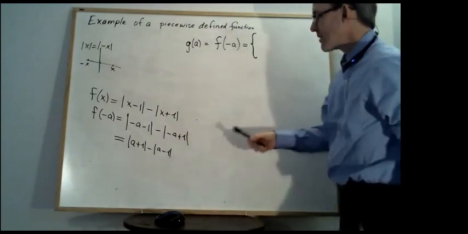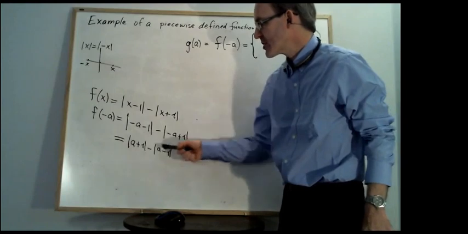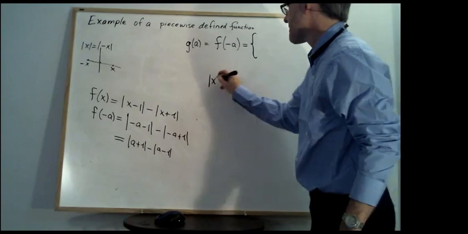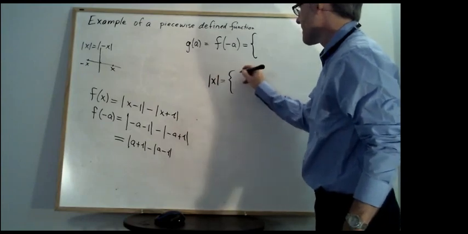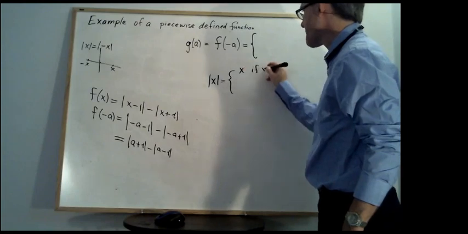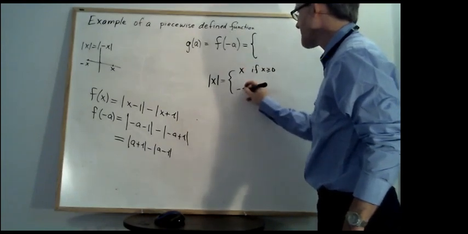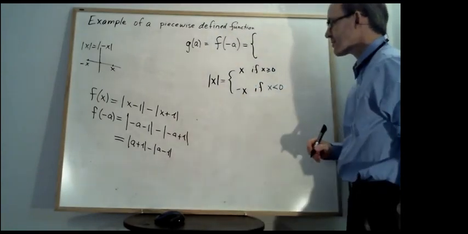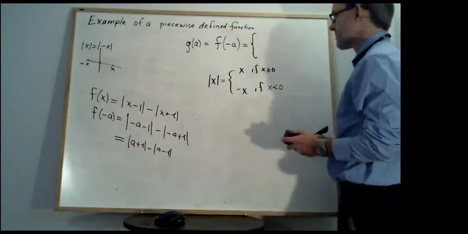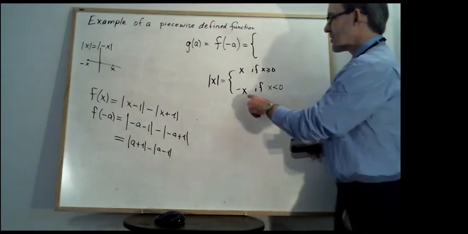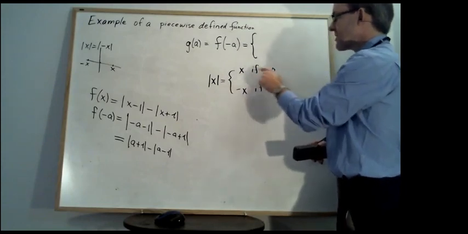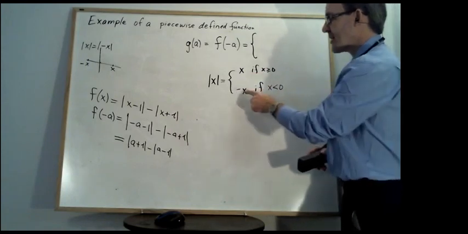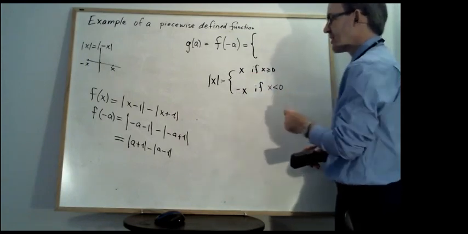Okay, so what are the relevant points here? Where would this function change its definition? Well, if you remember, you can write the absolute value of x as x if x is greater than or equal to 0, and minus x if x is less than 0. Because I always have to end up with a positive value. If x is positive, then it stays the same. If x is negative, then I change the sign by adding an extra minus sign here. That will cancel the minus sign that x already has and give me a positive value.